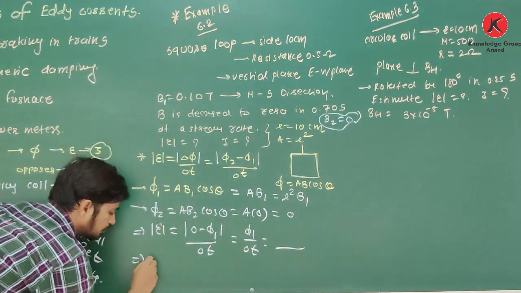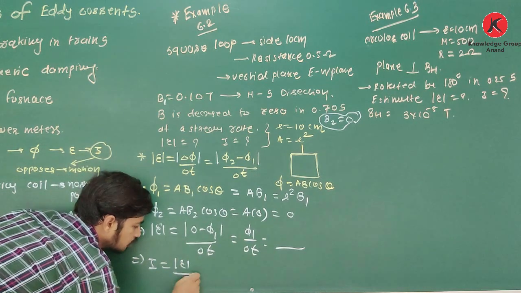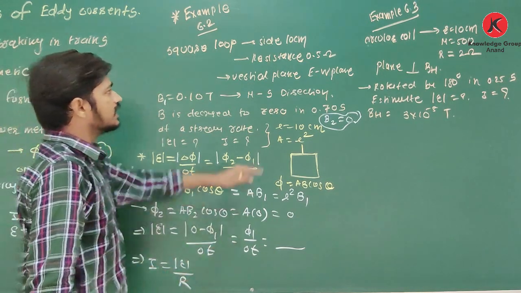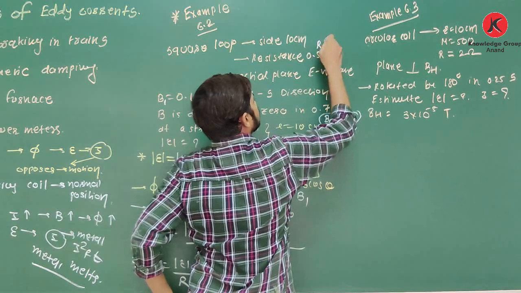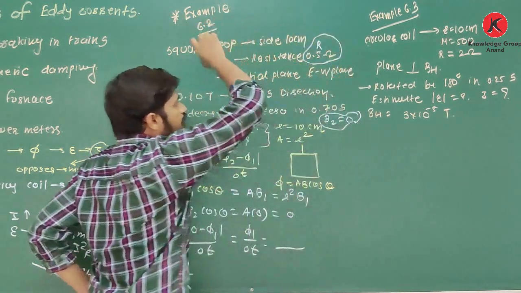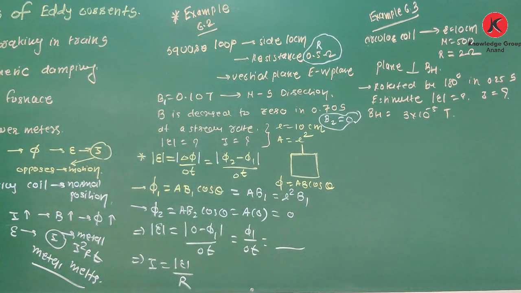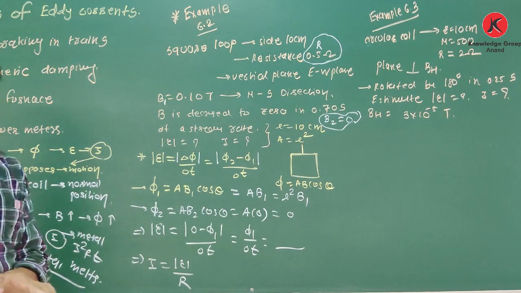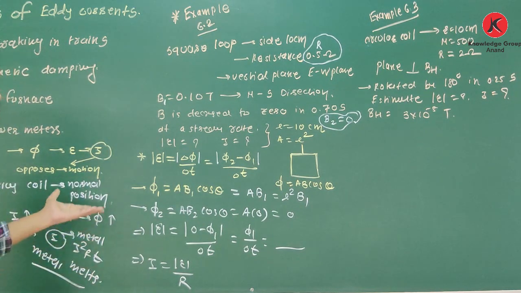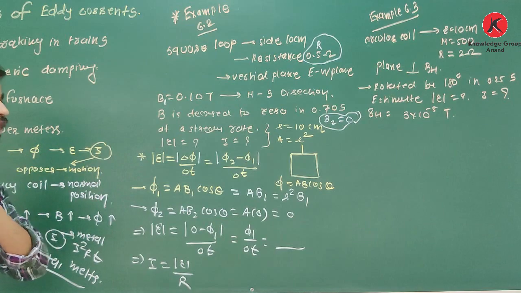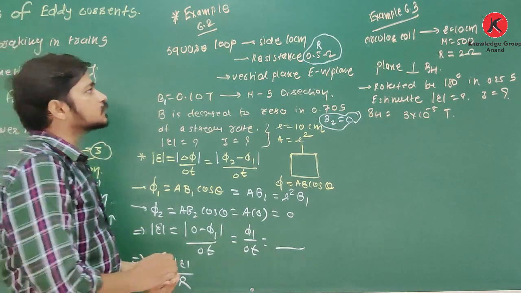Then you have to find I. I is equal to mode E upon R. What is R? Resistance. Resistance R is given. It is 0.5. Clear about this? So yes, it is again one simple question. Okay. Example 6.3.